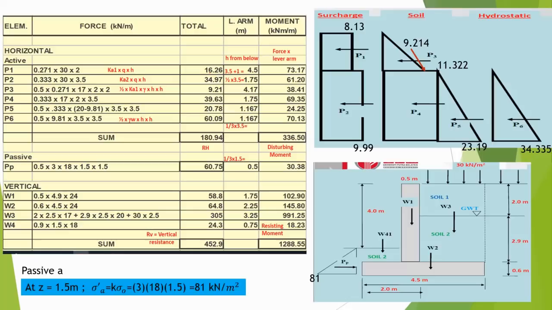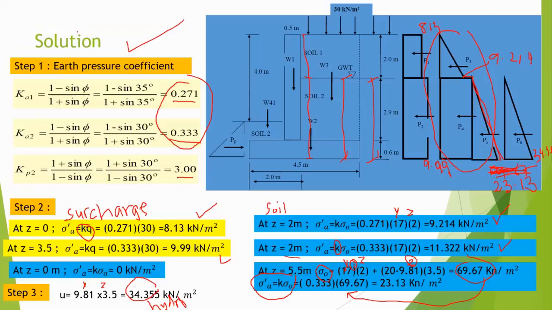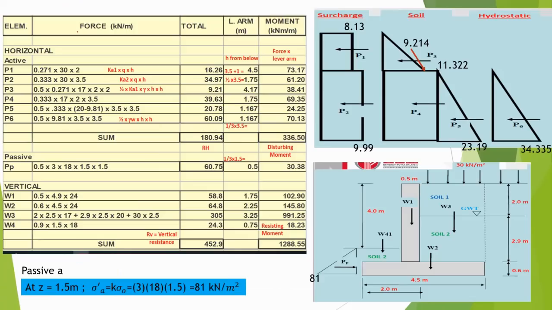Make sure you do the table. Okay, after you draw the distribution, this distribution factor, the lateral pressure distribution, you need to draw the table. Okay, first the element. Our elements are horizontal, vertical and passive. Okay, force. Total, make sure there is a unit. Total. Level arm and moment.